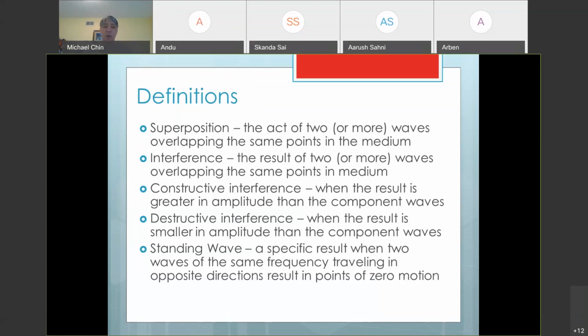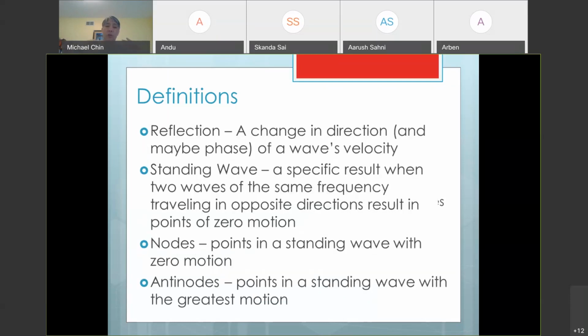A standing wave is a specific type of interference. It's what happens when one wave is traveling one direction and the other wave is traveling the other direction. They must be the same frequency. What happens then is you end up with these points of zero motion. Those points of zero motion are called nodes. Then you'll have points of maximum motion called antinodes.